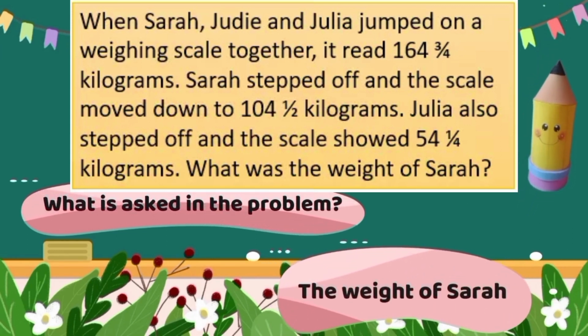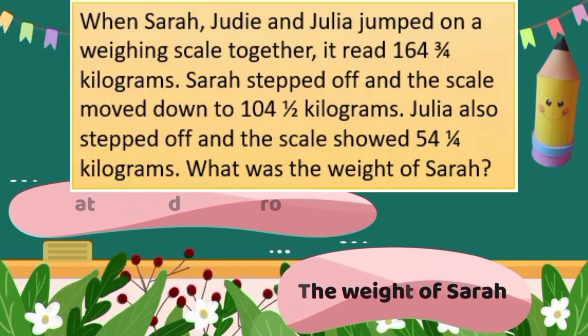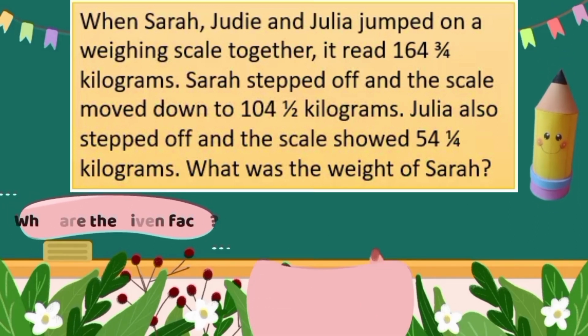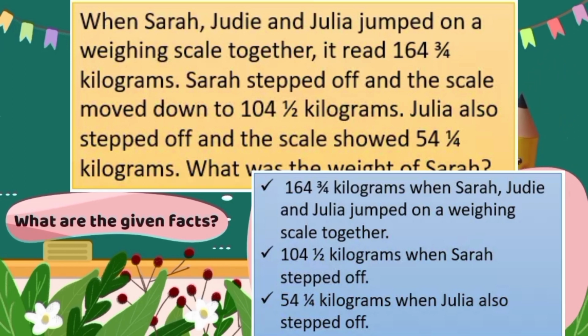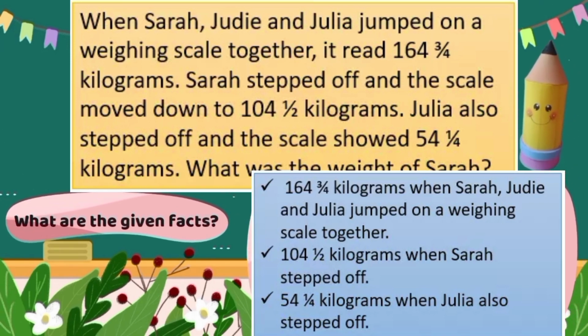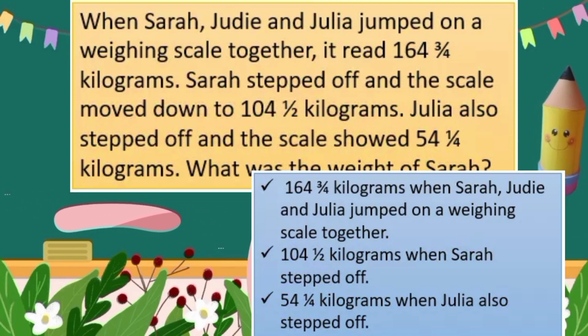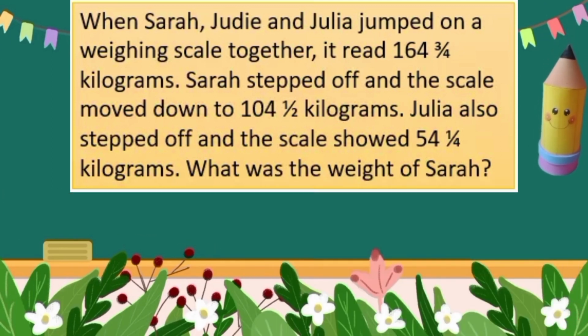Correct! The weight of Sarah. Now, what are the given facts? That's right! 164 and 3/4 kilograms when Sarah, Judy, and Julia jumped on a weighing scale together. 104 and 1/2 kilograms when Sarah stepped off. And 54 and 1/4 kilograms when Julia also stepped off. Meaning to say, if we add the weight of Sarah, Judy, and Julia, we will get 164 and 3/4 kilograms.